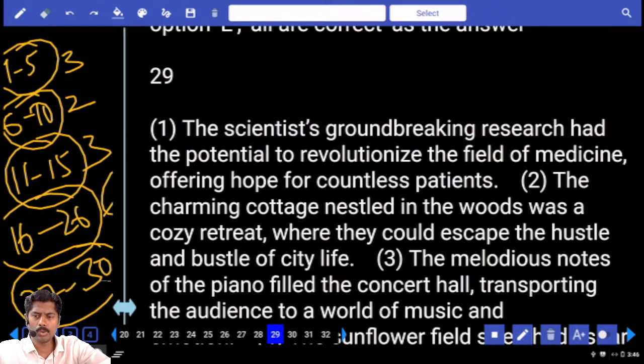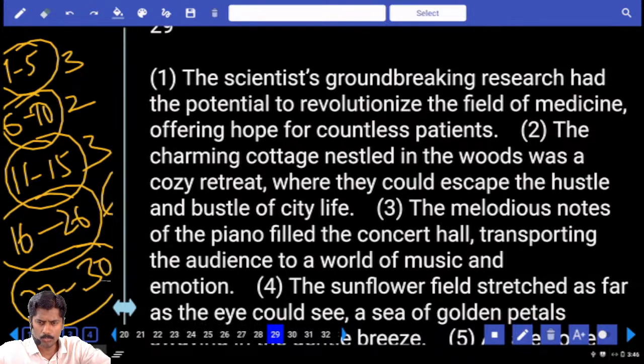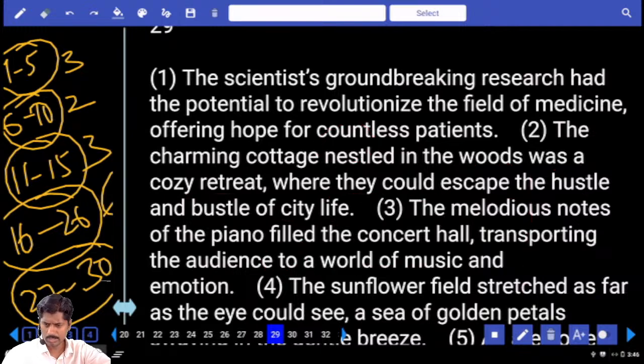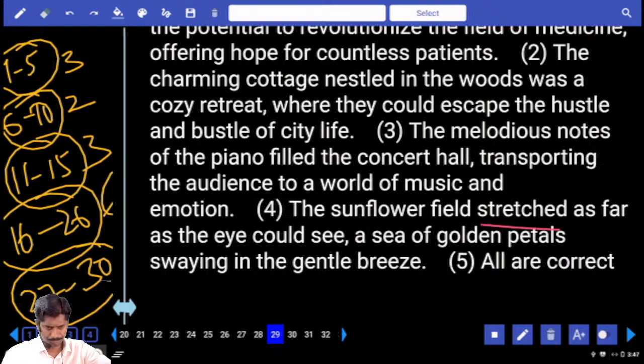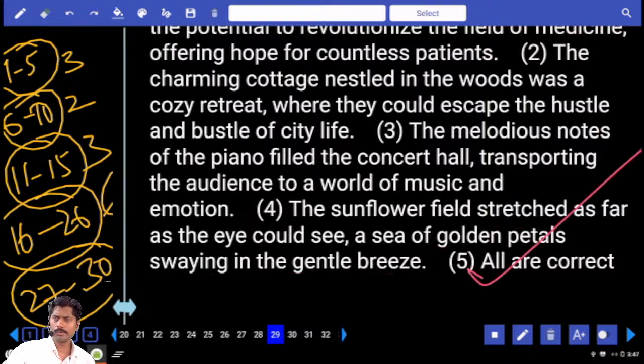The scientists' groundbreaking research had the potential to revolutionize the field of medicine, offering hope for countless patients. Okay, all correct. The charming cottage nestled in the woods was a cozy retreat where they could escape the hustle and bustle of city life. Okay. The melodious notes of the piano filled the concert hall, transporting the audience to a world of music and emotion. Also okay, correct. The sunflower field stretched as far as I could see, a sea of golden petals swaying in the gentle breeze. Breeze means light air. All correct, fifth option.